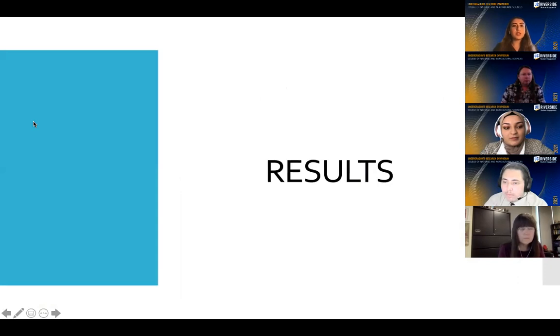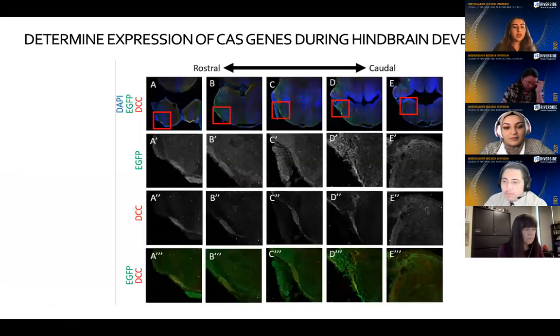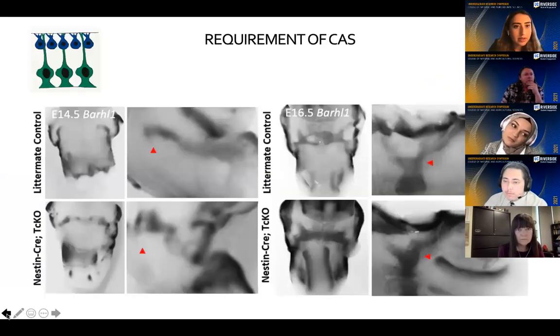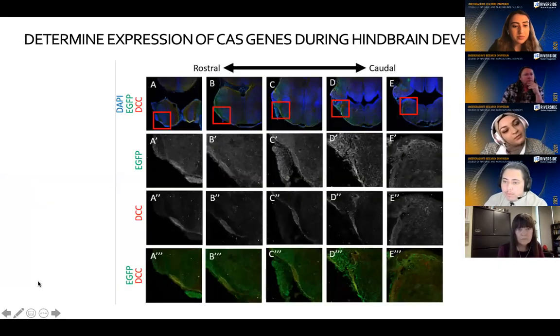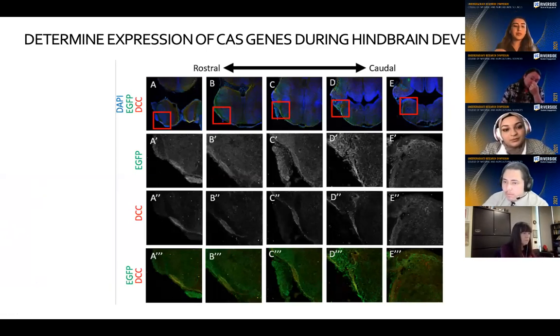So the results that we got from doing this. So we determined the expression of the Cas gene during hindbrain development first to see if Cas was present in hindbrain development. We used the GFAP to determine the expression of the Cas gene, and we saw that you could see kind of in the green how it migrates upwards, that we saw that pontine neurons express this Cas gene as they travel through the AES stream.